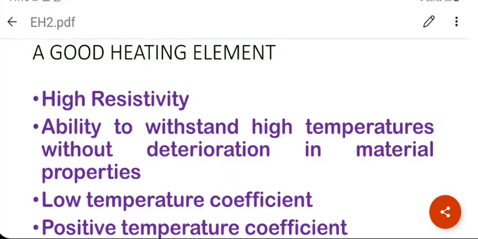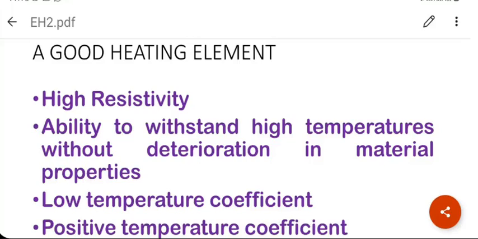You cannot use copper as a heating element for sure, because it has very low resistivity. It has to be made of carbon or some other material, nichrome, etc. There are special materials that have been developed for this purpose. Other thing is this element should be able to withstand very high temperatures, obviously, without deterioration in properties. Of course, that doesn't happen for a long time. You have to change the element periodically.